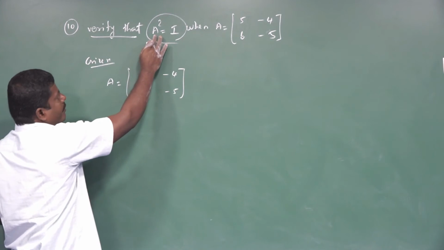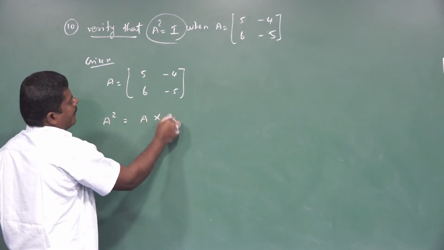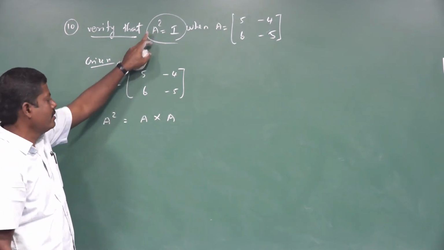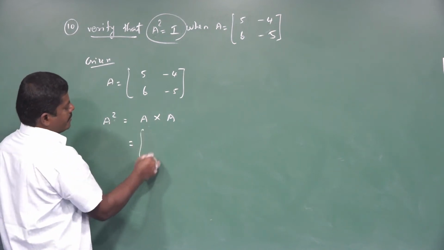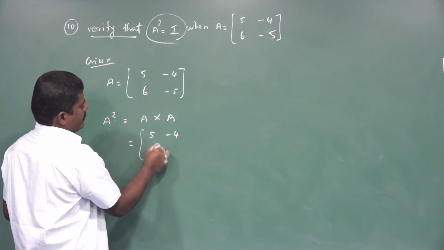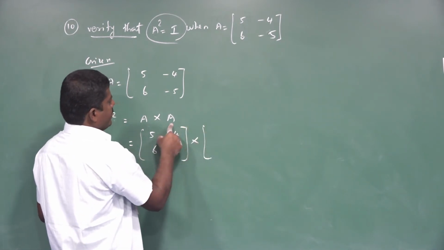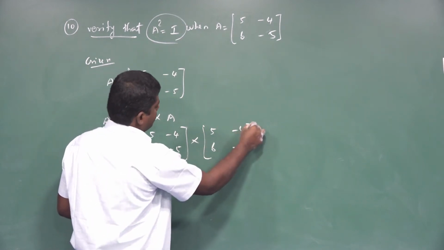Now we want to find our left side, A square. A square is nothing but A multiplied by A. The left side A square is there. You find A square first. A square is nothing but A multiplied by A. The A matrix is 5, minus 4, 6, minus 5, multiplied again by the A matrix 5, minus 4, 6, minus 5.